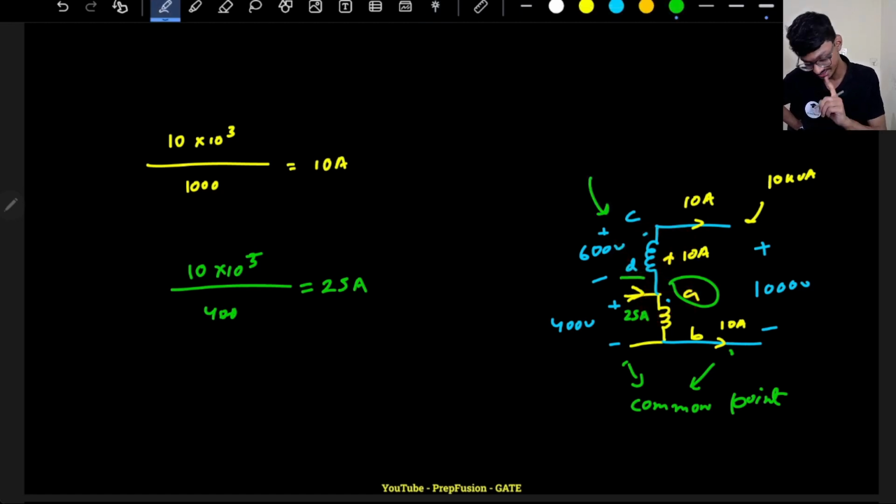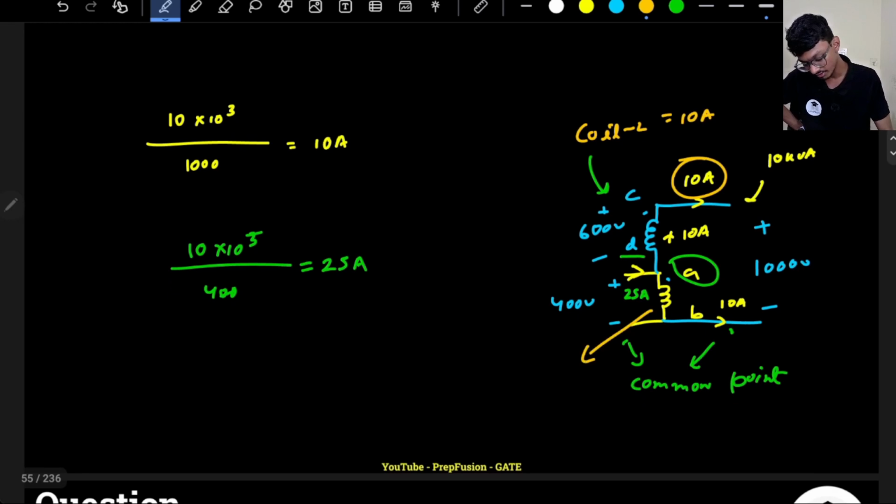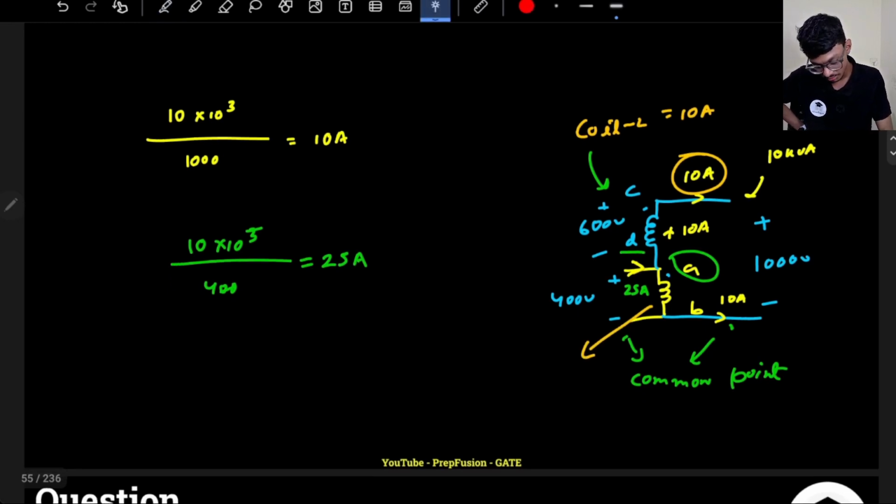Okay, so their framing of the question is correct. So GATE examiner is always correct. So coil 2 current is how much? It is the same as the output current, that is 10 ampere. What is the coil 1 current? Coil 1 current is not actually 25 amperes, because 25 amperes is coming from the supply. Coil 1 is different, right? Because from here 10 amperes is going out, from here 25 amperes is coming in. So how much is going out here?